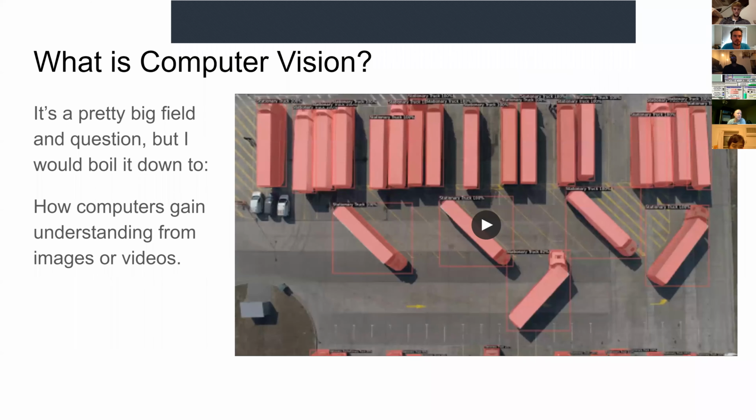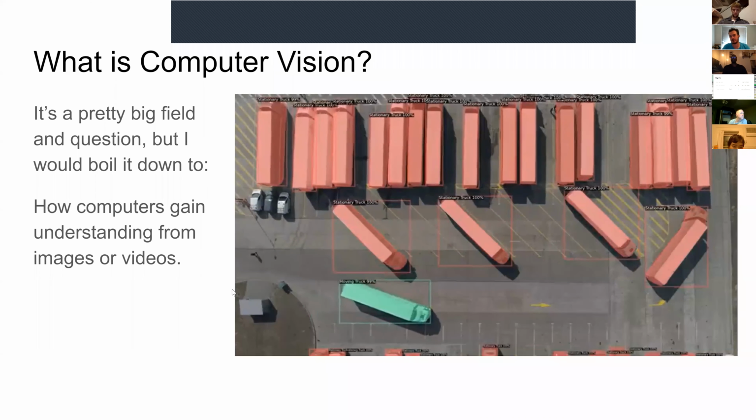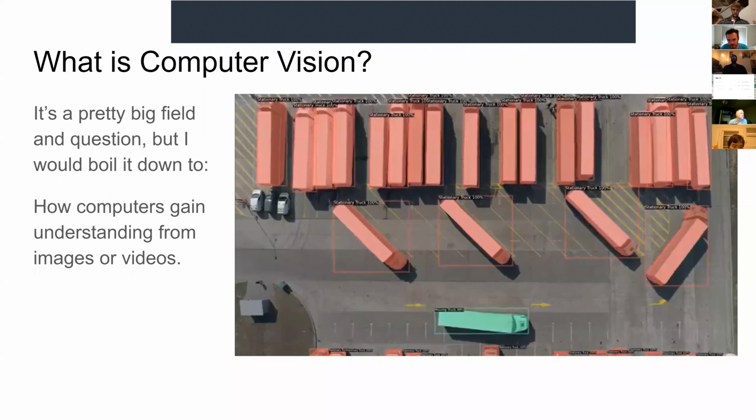All right, so what is computer vision? It's a pretty big field and a pretty big question. How it's used everywhere can be quite different. But typically, it's just how computers gain understanding from images or videos. That's the most distilled version of how I would define it. And if you've never seen computer vision in action, here's one example that we've made. We'll talk about the different types of computer vision and different popular algorithms that you can use.